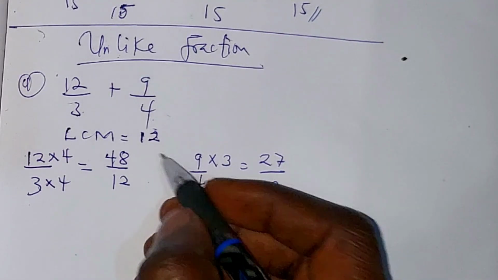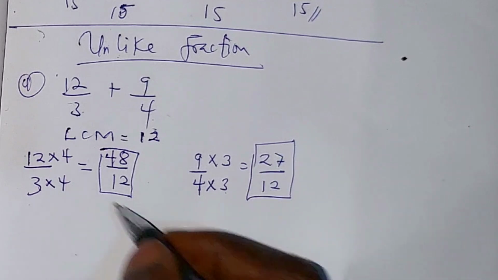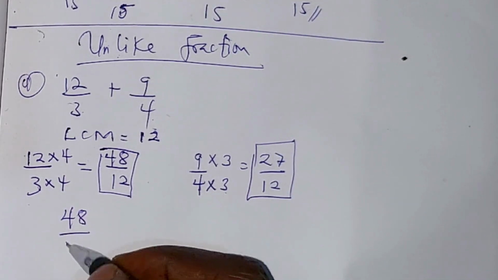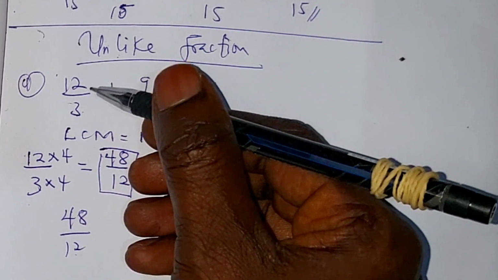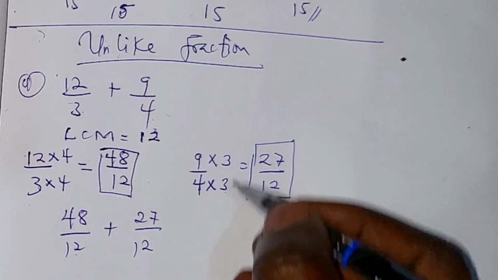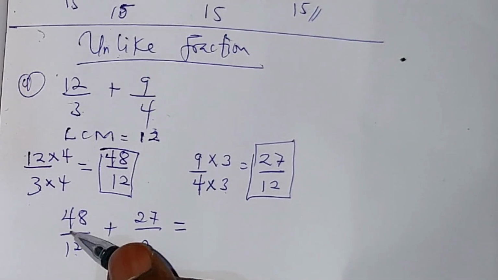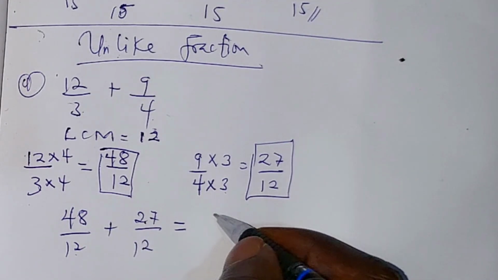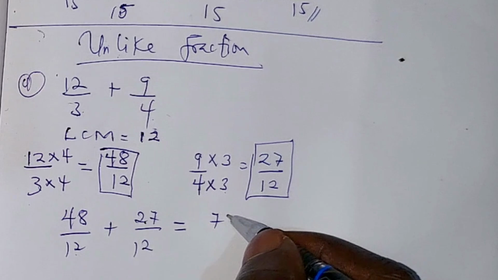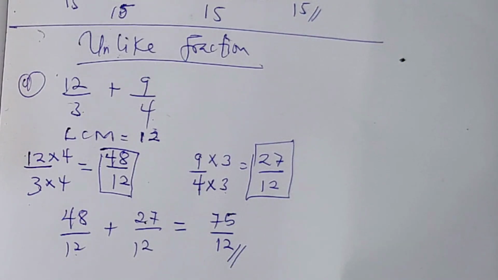So all we need to do is add these new fractions we've gotten. We take the 48 over 12, which is equivalent to the 12 over 3. Then we add it to the 27 over 12, which is equivalent to the 9 over 4. When we add that, we get 75 over 12. This becomes the answer.